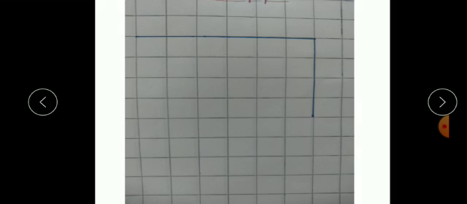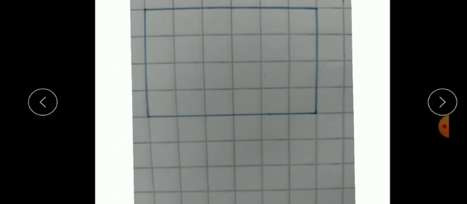Now let's see how to draw this shape. First, you have to draw a horizontal line. Then starting from this point, draw a vertical line covering 4 boxes. Then again draw a horizontal line which matches the first line. And next you have to draw this line. In this way you will get one rectangle here.